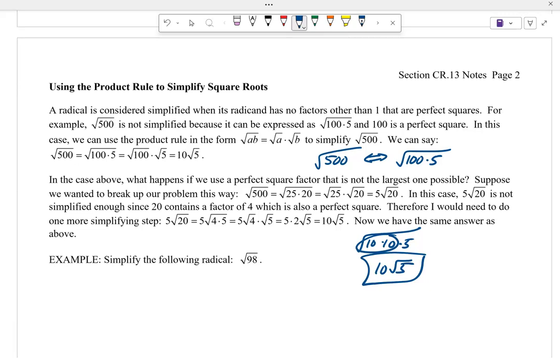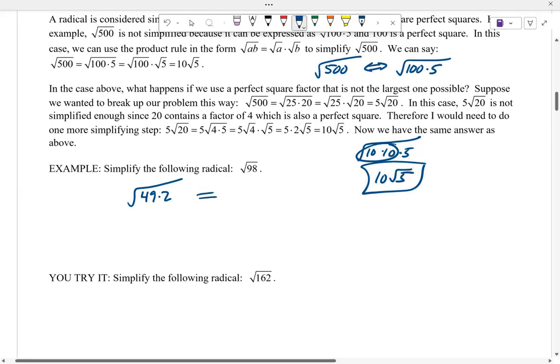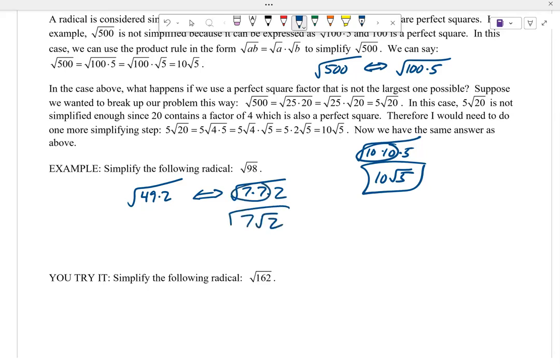Square root of 98, I'd say, well, what are the factors of 98? I would simplify 98 into 49 and 2. I know the square root of 49 is 7, or if I want to keep going, remember I'm looking for two of a kind, so I'm taking the square root. The square root of 49, that 7 comes out. So I have 7 square root of 2.